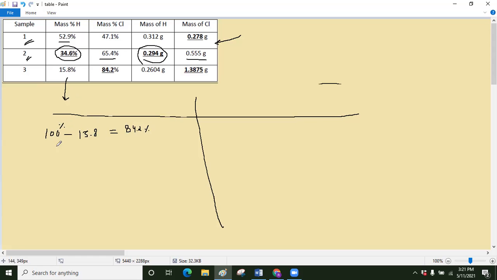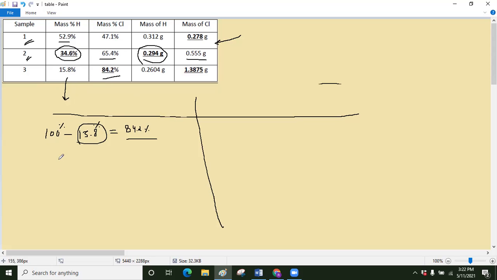And so you're just saying that 100% minus 15.8% is 84.2%. So if 15.8% takes up this portion of 100%, then the remainder has got to be the other element, which in this case, of course, is chlorine. And then at that point, you have the mass of hydrogen. But so at that point, you have two percentages, right?